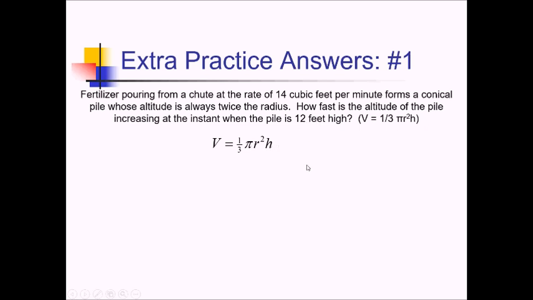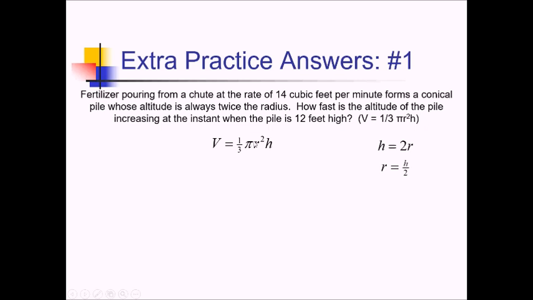So they told us that the altitude, the height, is always twice the radius. So we can write h equals 2r. And I'm just going to rearrange this and isolate r so that I can replace the r in the original equation with some h's. So if I just divide by 2, I have r is really the same as 1/2 h, or h over 2.